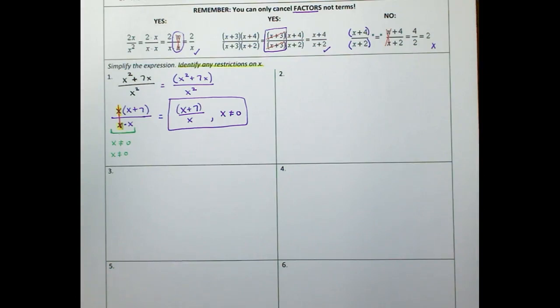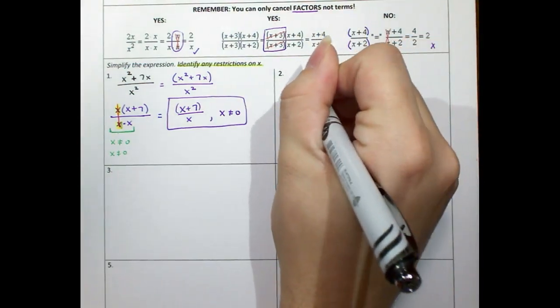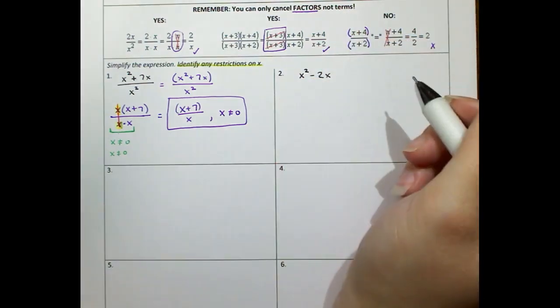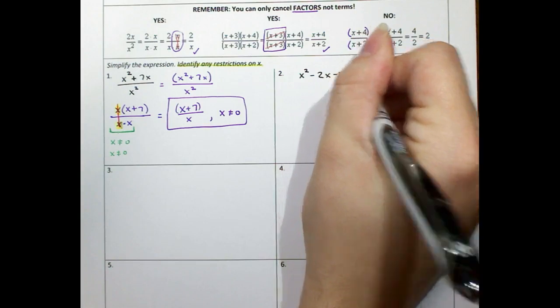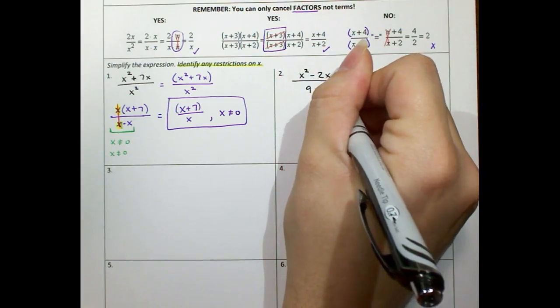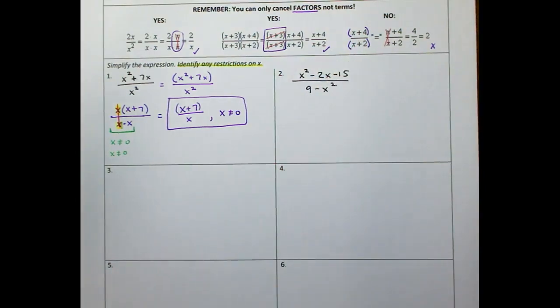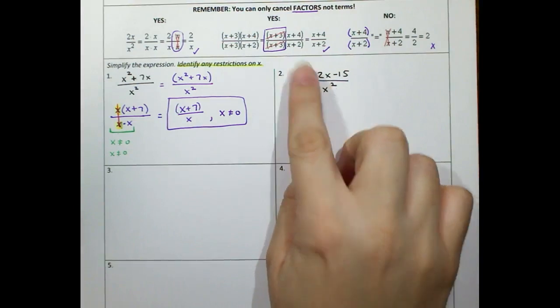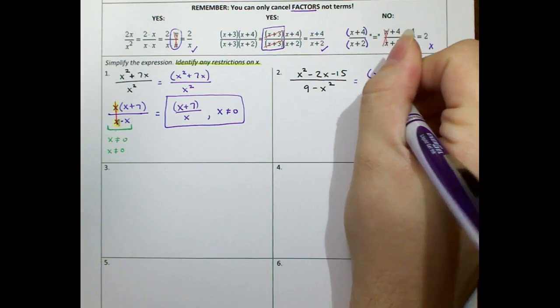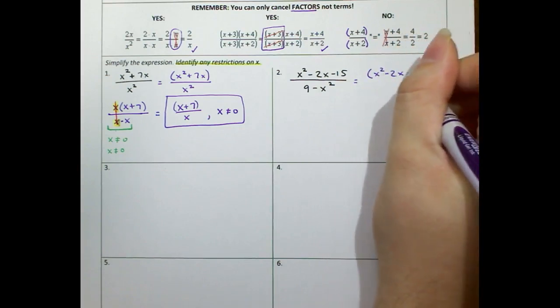So number 2, we're going to do x squared minus 2x minus 15 over 9 minus x squared. Okay, so again, remember that the numerator, the whole thing is together, and the denominator, the whole thing is together. We cannot divide these x squareds. So again, my advice to you is to start by rewriting this with parentheses.